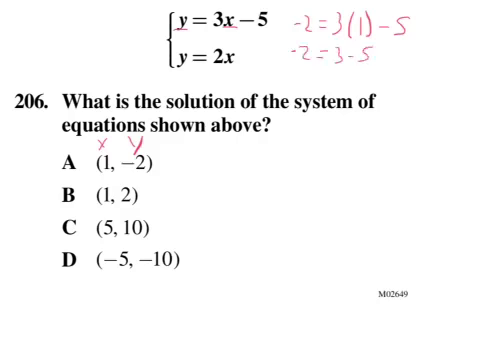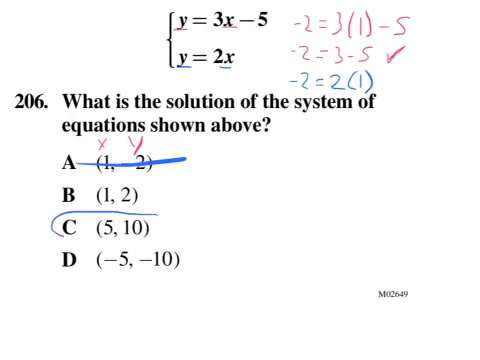Is that true? Does negative 2 equal 3 minus 5? It actually is. That is correct. So it's right so far, but let's try the other one. If I put negative 2 for y equals 2 times x, which is 1, is that true? No. Does negative 2 equal 2? No. So I could cross that one out. Now, I'm going to go to the answer because I know which one it is.